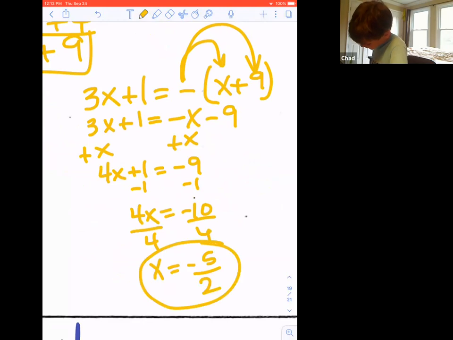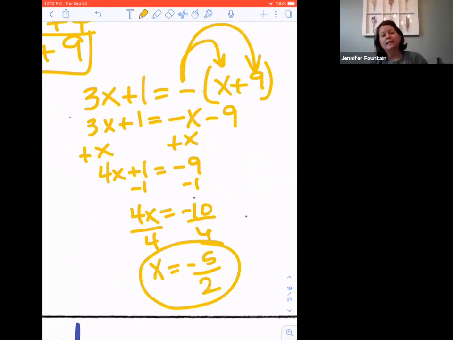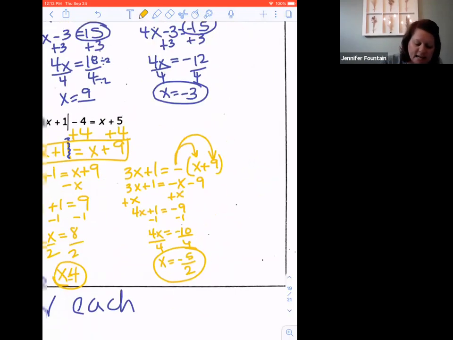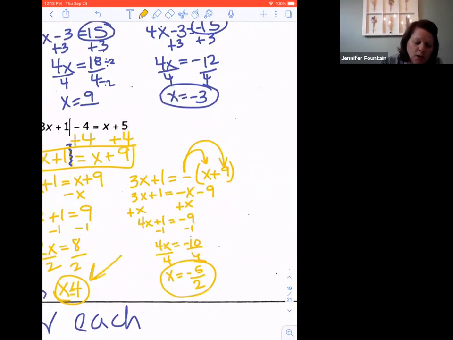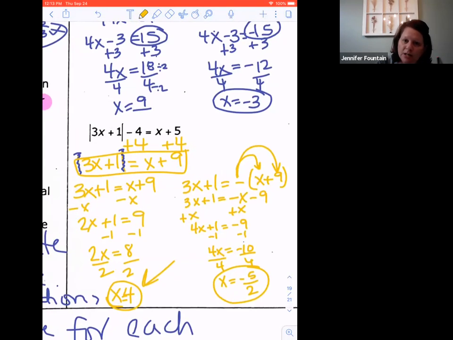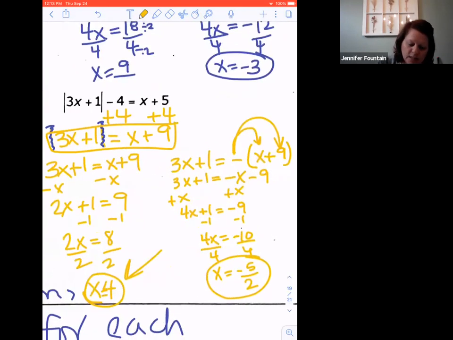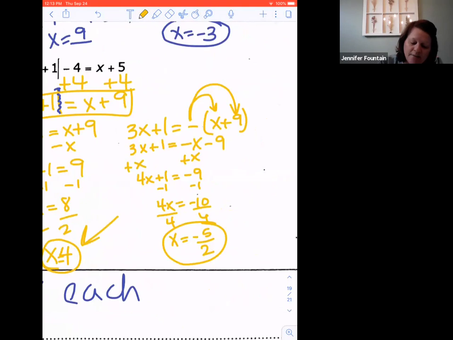Okay, that makes sense. And so then, like I said, when I'm doing extraneous solutions, basically I take my answer, I would take 4, plug it back into my equation to make sure it made a true statement, and then I would take negative 5/2 and plug it back in. Do you want to work through that, or are you good with that? Yeah, I'm good with it.